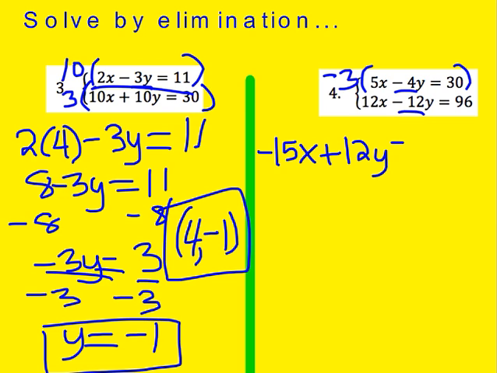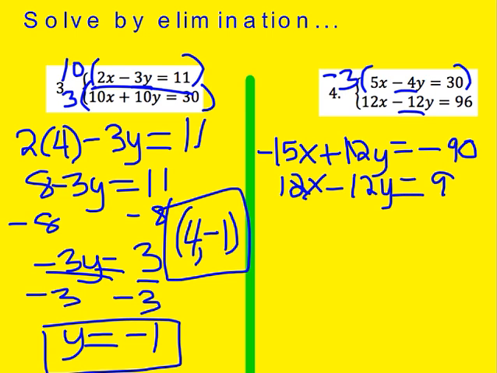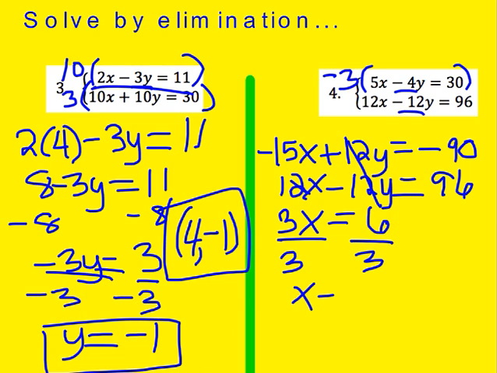12y is equal to 30 times a negative 3 is negative 90. Okay, and then that second equation I'm going to have stay the same. So you notice my y's are going to cancel, so that's a good sign. Then I have negative 15x plus 12x, so that's going to give me negative 3x. Okay, and then negative 90 plus 96, that's going to be 6. So now I'm going to solve that equation for x. I'm dividing both sides by 3, and I get that x is equal to negative 2.